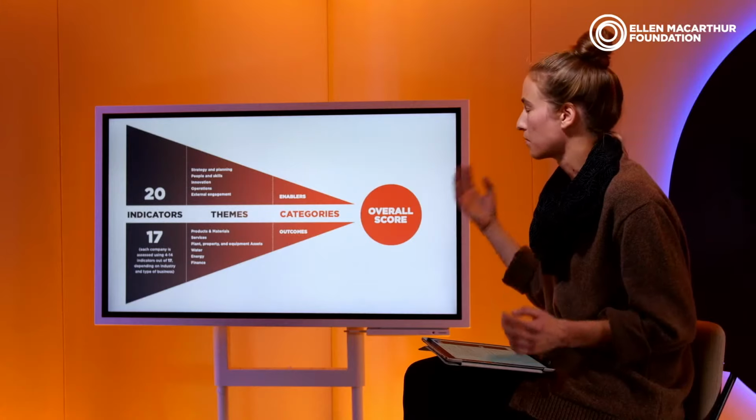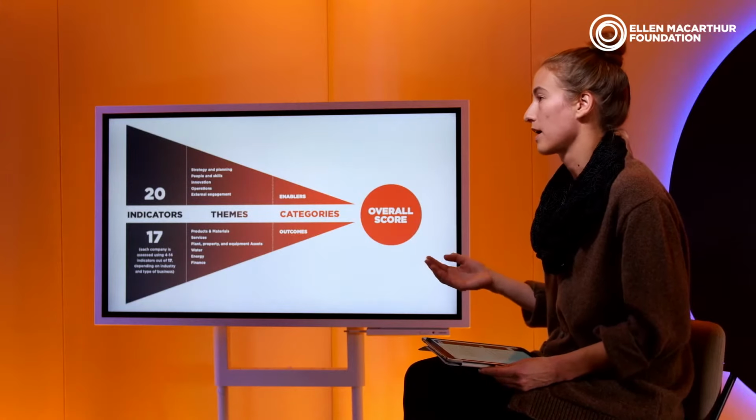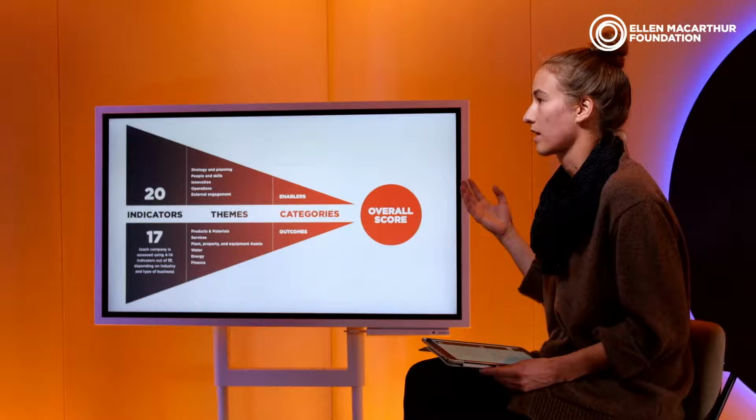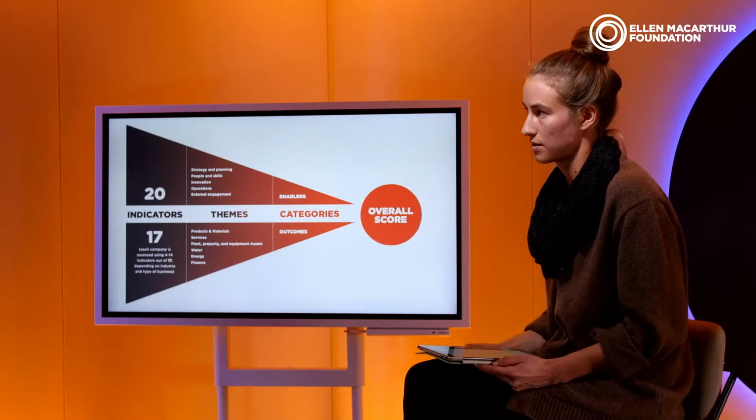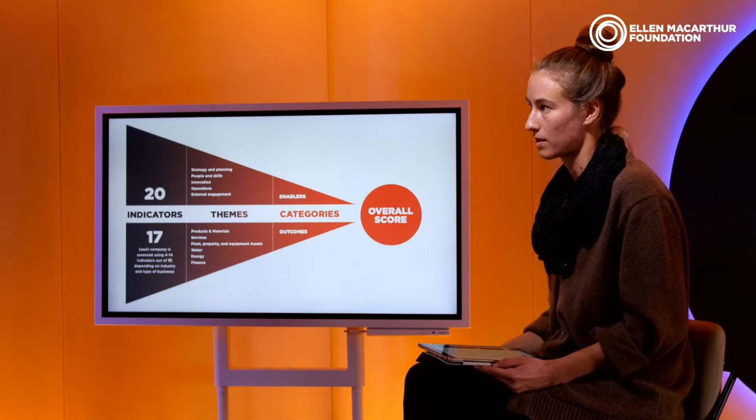For example, we have the strategy and planning, we look at the material flows, but also we go beyond that and we look at innovation, we look at how the company interacts with their external stakeholders and so on. So these themes have been chosen to really cover those aspects that companies should be looking into to get a holistic picture of their circular economy performance.